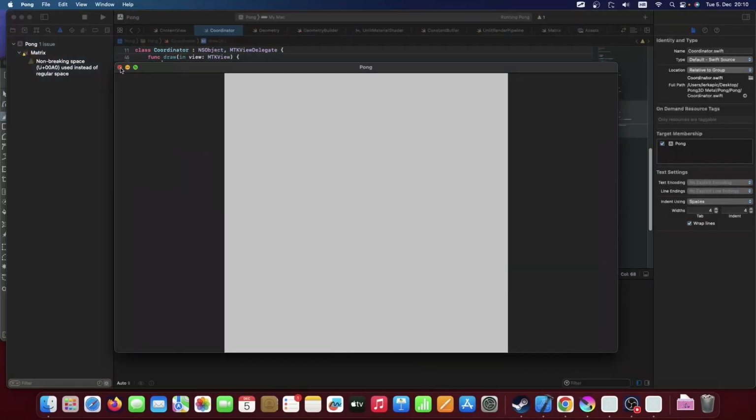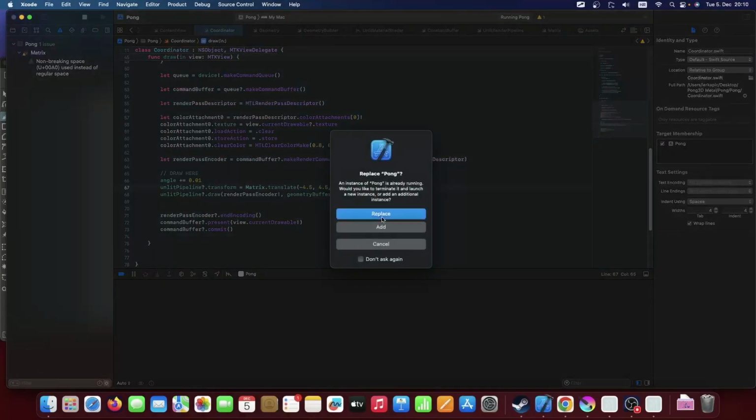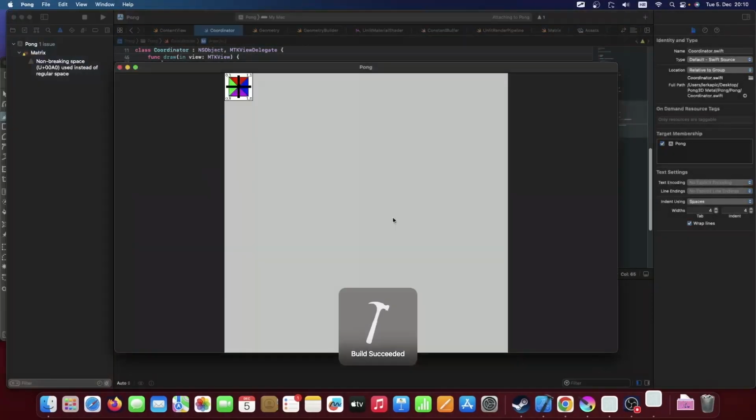Yeah, it doesn't work. Yeah, that's perfect. So our far plane is 5. Perfect. All right, that covers this scaling part of the matrix.